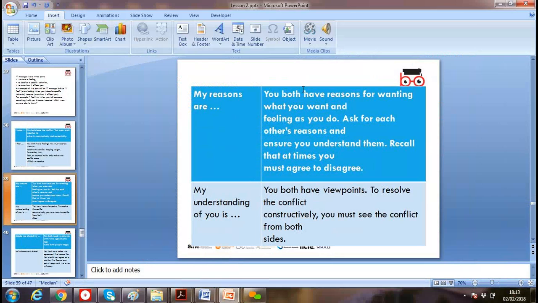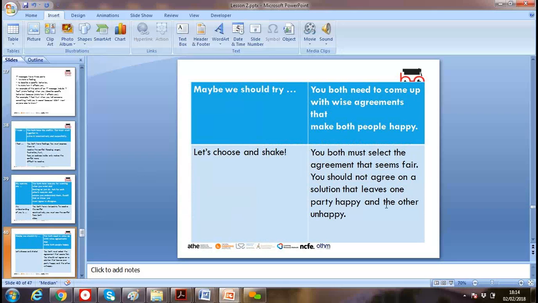Okay. So you both have a reason for wanting what you want and feeling as you do. Ask each other for reasons and ensure you understand them, and recall that at times you agree to disagree. My understanding is that you both have a view, and to resolve the conflict constructively you must see it from both sides. You must listen to both sides and then try to resolve it.